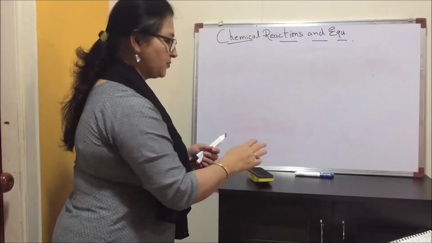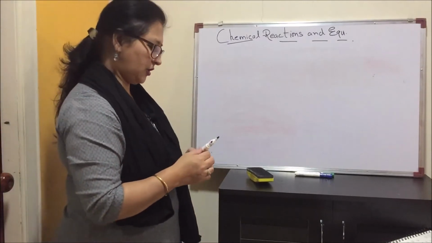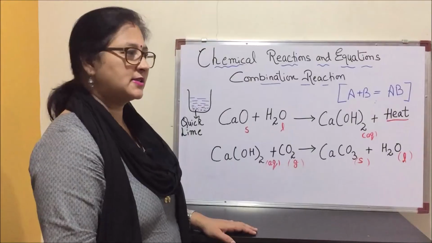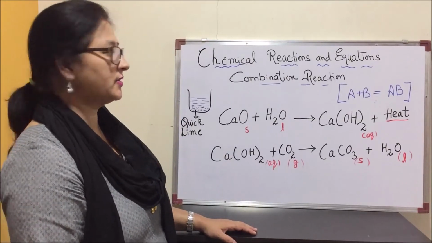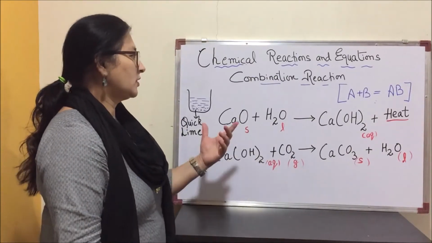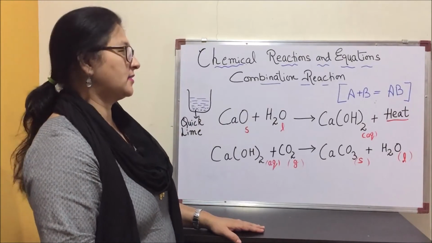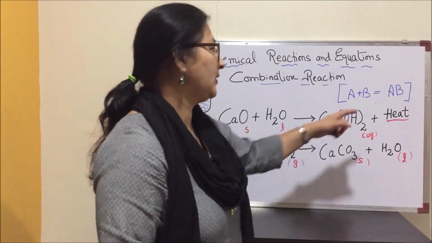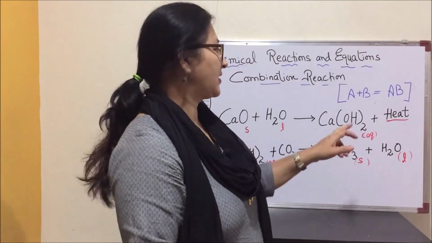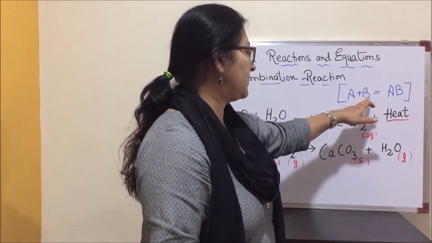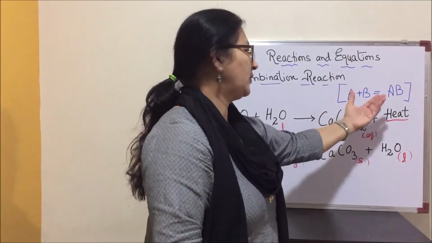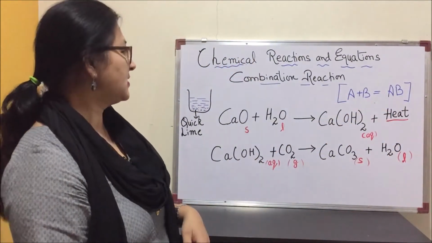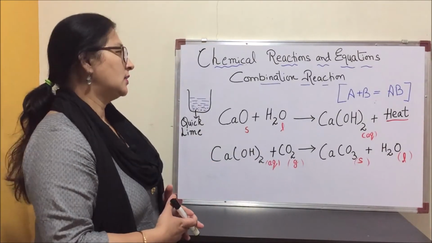Correct. So these were the different types of equations given in your book. Let's see a few more equations. Let's start with the combination reaction, children. What is a combination reaction? It is a reaction where two or more reactants combine to form one product. So let's take A plus B as two reactants; they combine to form AB. There can be two or more than two reactants which combine to form one product.